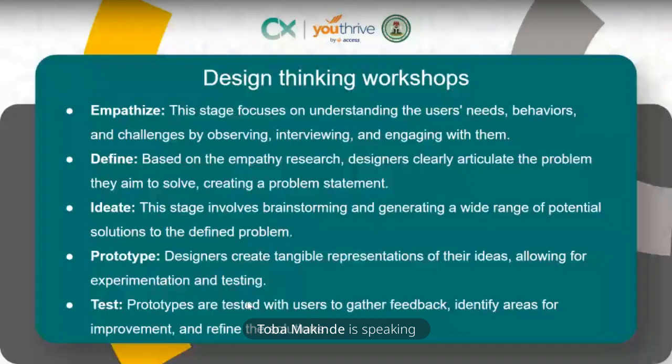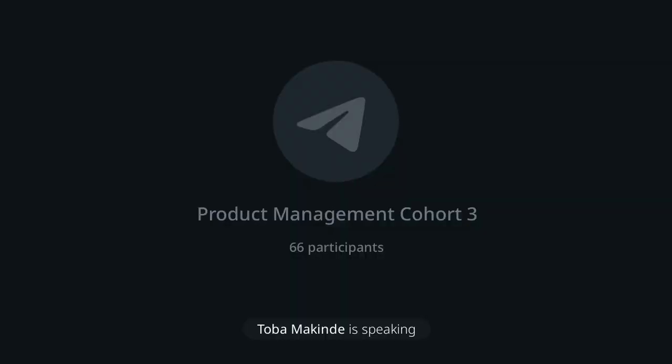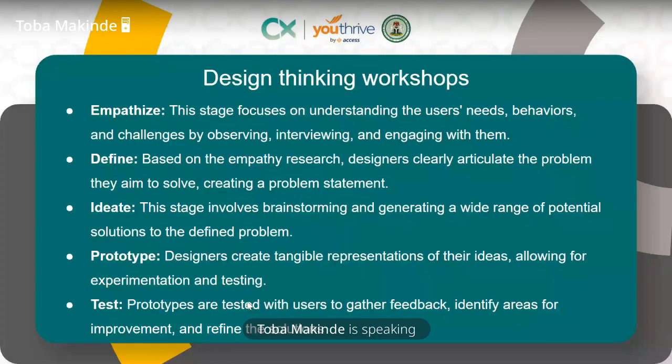Then you go to ideate. This stage involves brainstorming, generating a wide range of potential solutions to the defined problem. Prototype: designers create tangible representations of the ideas following experimentation and testing. Then test: prototypes are tested with live users to gather feedback, identify areas for improvement, and refine the solution. So in a sense, design thinking captures all of that area of ideation and prototyping and testing.